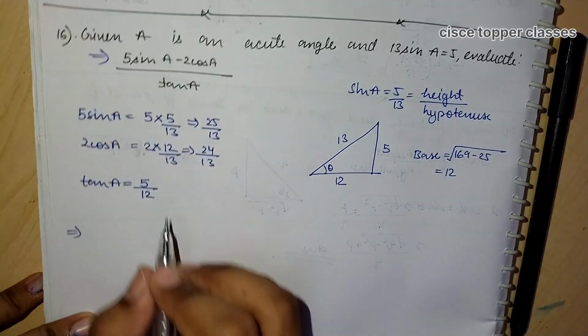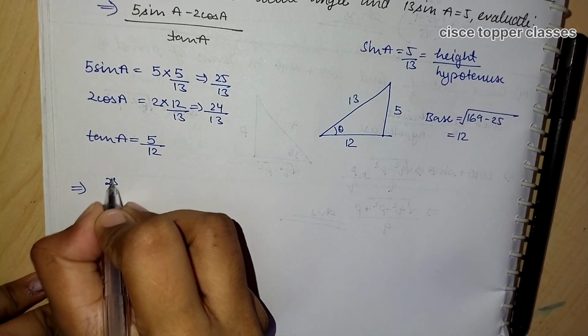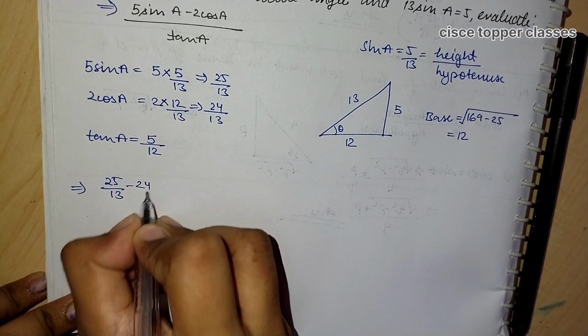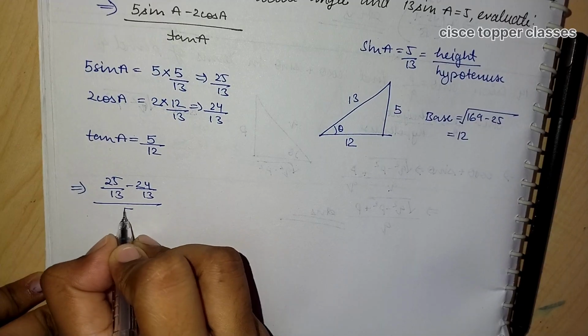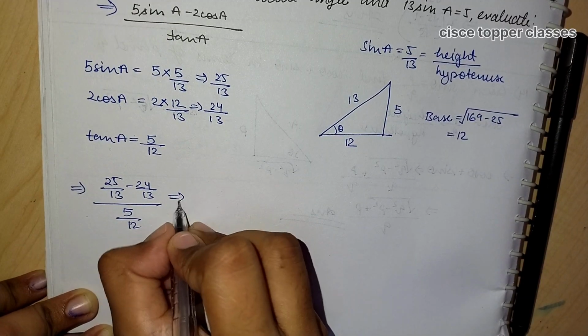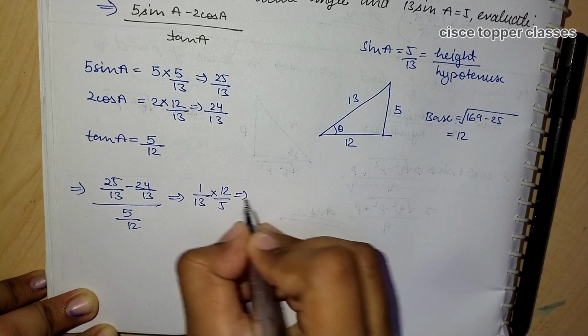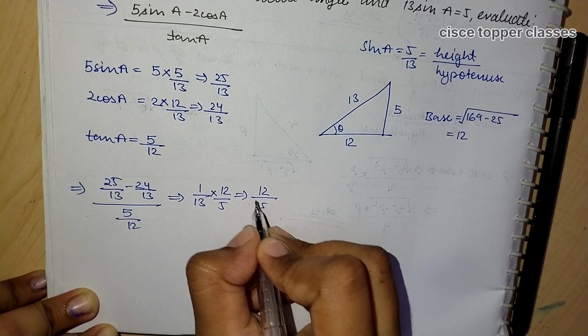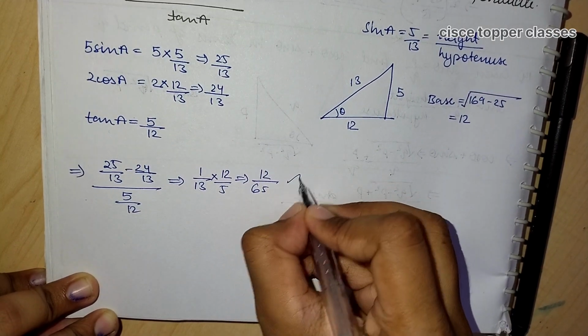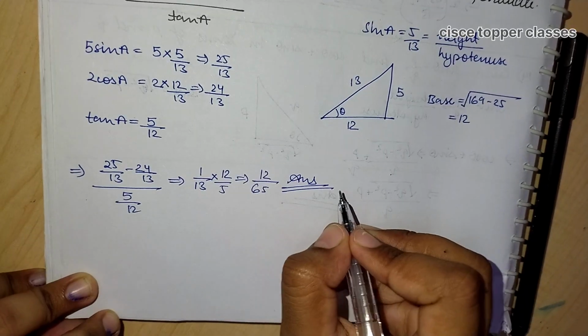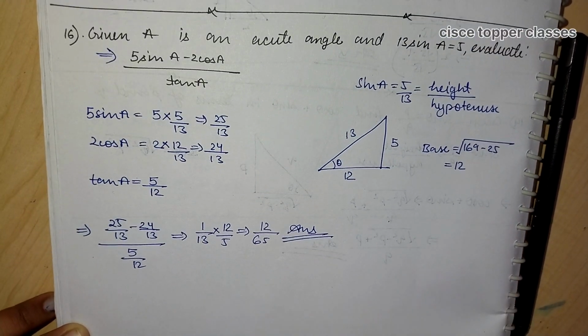From that we can just put the value in this, on simplifying this part here. This is only we have to find. So here we can write 25 by 13 minus 24 by 13 divided by 5 by 12. So it will be 1 by 13 into 12 by 5. So 12 by 65 is the final answer here in this question. So this is the solution of sixth question here.